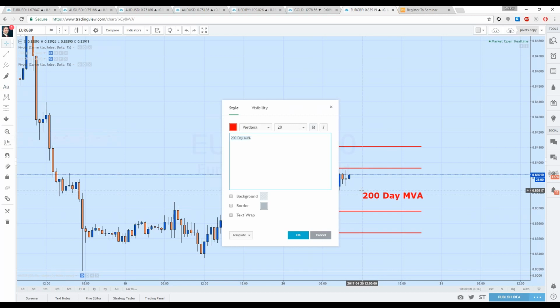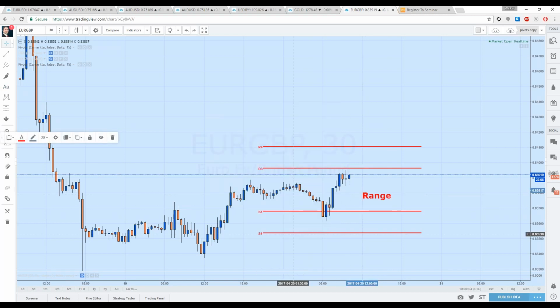These areas will be known as our pivot range. A range is an area on the graph where price stays between the bounds of support and resistance.